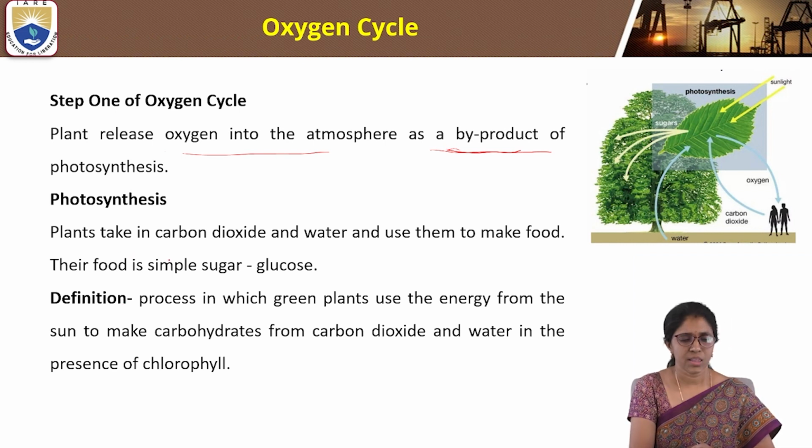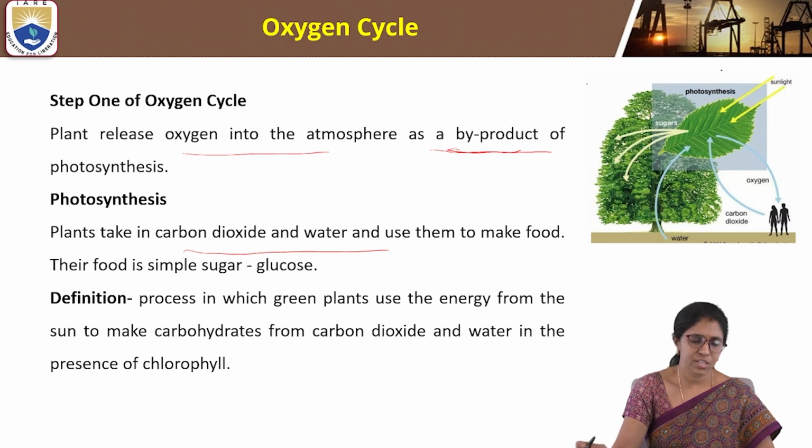In the photosynthesis process, the plant takes carbon dioxide and water and uses them to make food. Their food is the simple sugar glucose. So the plant takes carbon dioxide, water, and sunlight, using the three to make food, and that food is simple sugar.